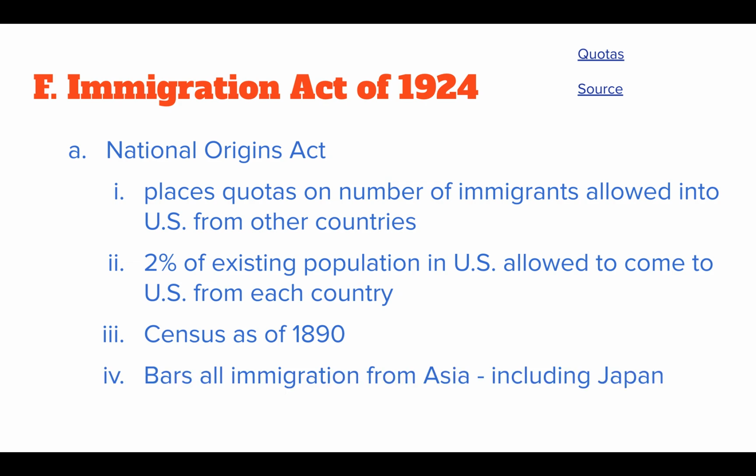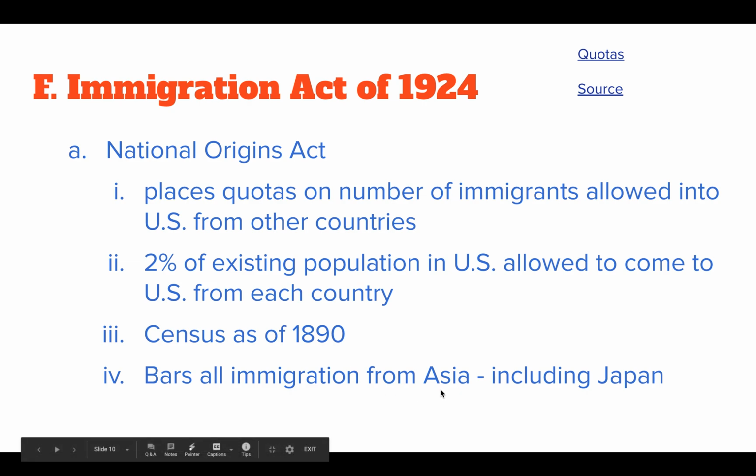And it bars immigration from Asia, including Japan this time. So this 2%, we're going to take a look at some data to see which countries had more immigrants coming in or were allowing more immigration from versus others, because as we can see here, once again, Asia is barred.